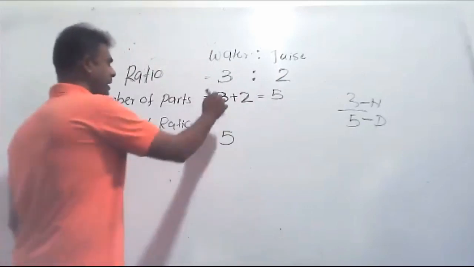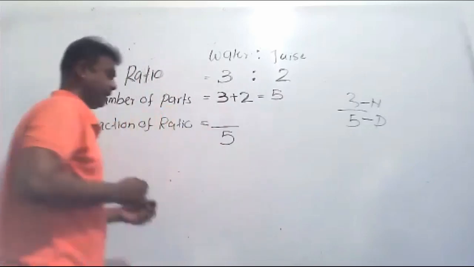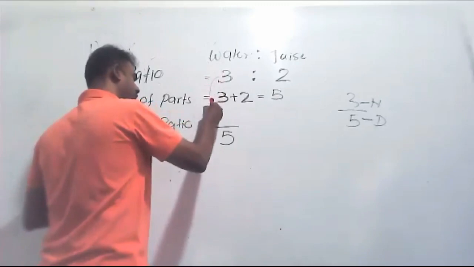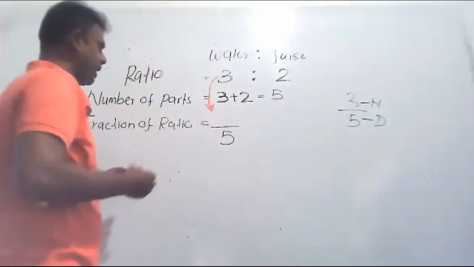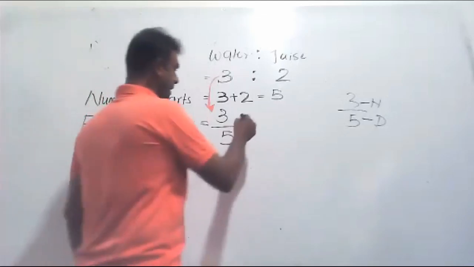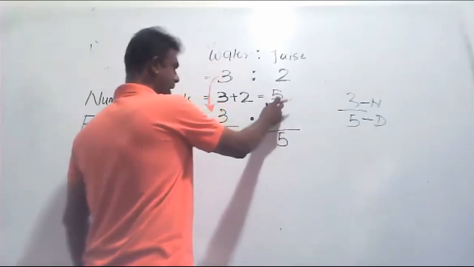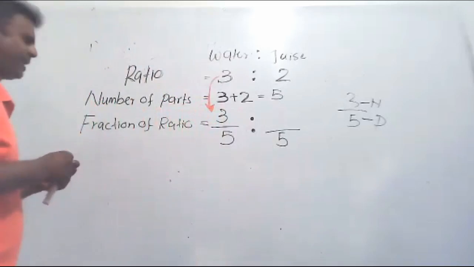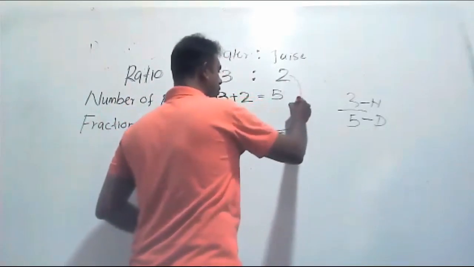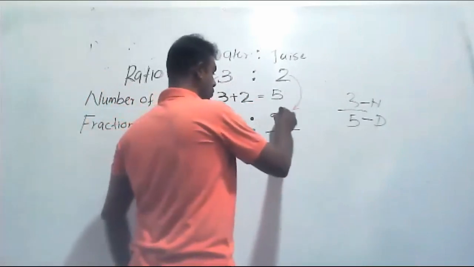Denominator is 5, that is 3 plus 2, the number of parts. Then the numerator: this term is the numerator. The numerator is 3, so 3 upon 5, 3/5. Next, 2. The denominator is 5 and the numerator is 2, so 2/5.